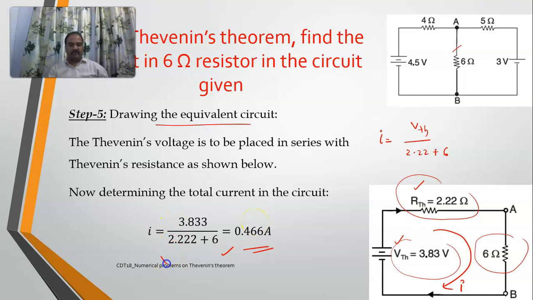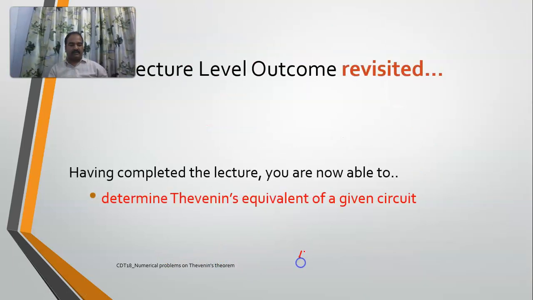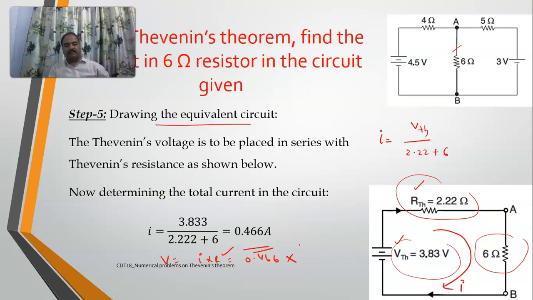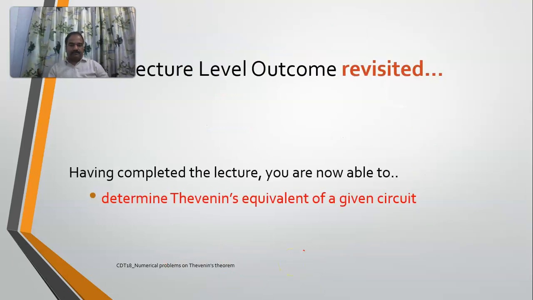If you want to determine the voltage, it is I into R. It is 0.466 into R, R is 6. You can determine the voltage. If you want to determine the power, then it is I square R watts. So anything you can determine. Okay. So I hope that now you are able to determine the Thevenin's equivalent.